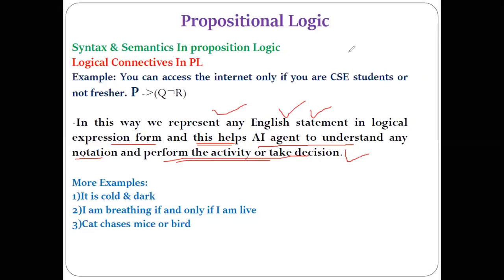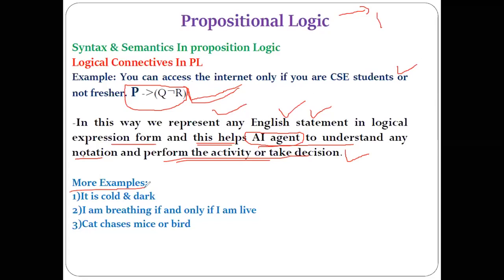So, in the levels of implementation of a knowledge based agent, we have seen the 3 levels. First was the knowledge level. Second was the logical level, and we are discussing the details of the logical level, where we are representing the knowledge in propositional logic form. Now why are we representing it in propositional logic form? So that our AI agent can understand it. Getting the point? Okay, so this is nothing but propositional logic.